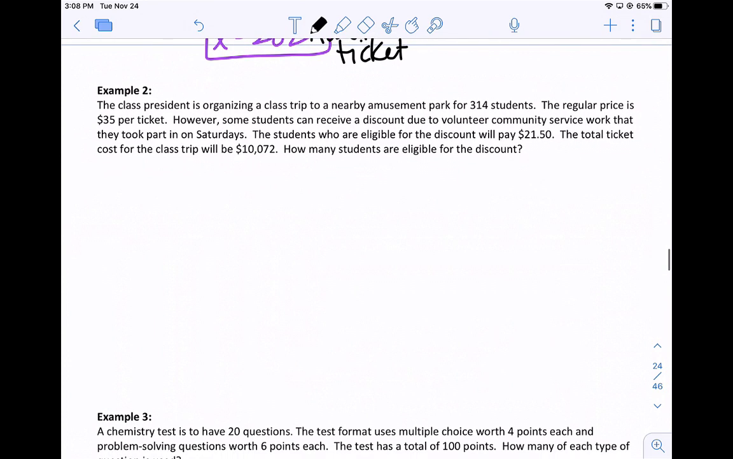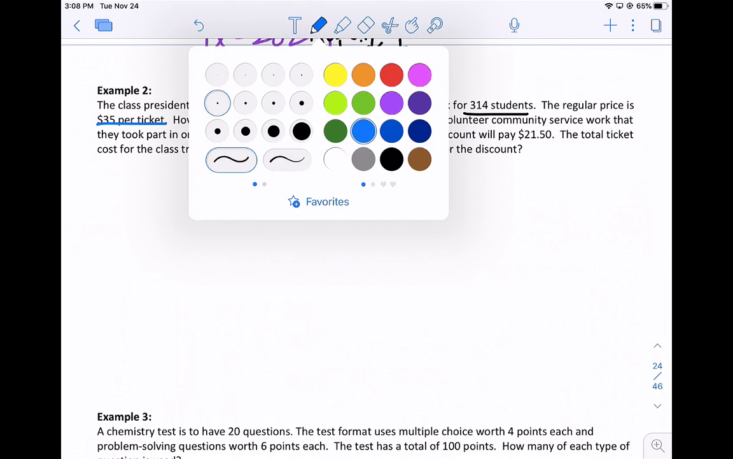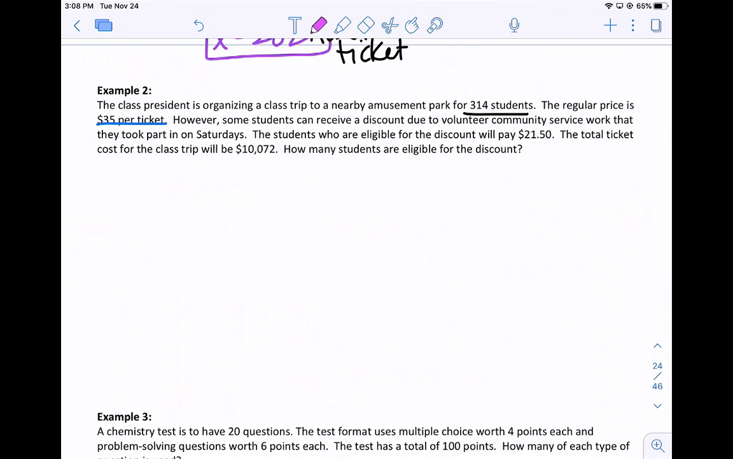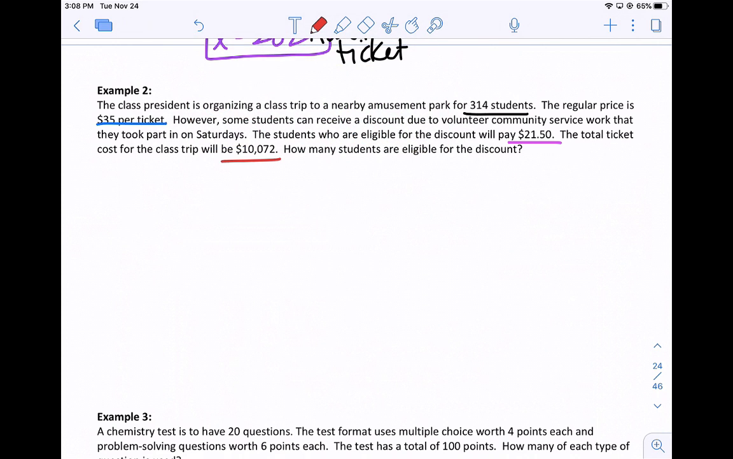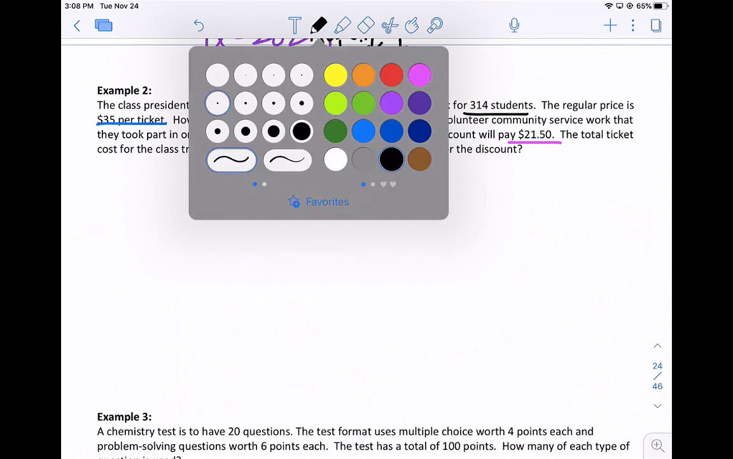All right, example 2, the class president is organizing a class trip to a nearby amusement park for 314 students. The regular price per ticket is $35 a ticket. However, some students receive a discount for doing community service, and they would only pay $21.50. The total ticket price, or the cost, is going to be $10,072. Okay, that's it.